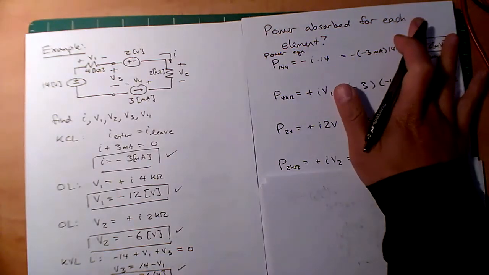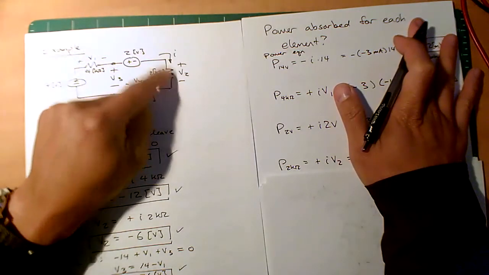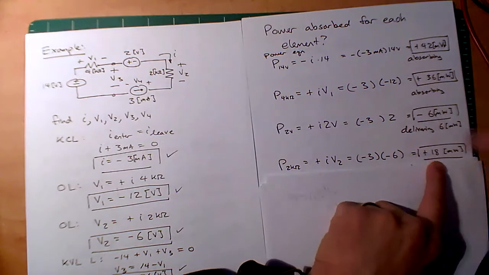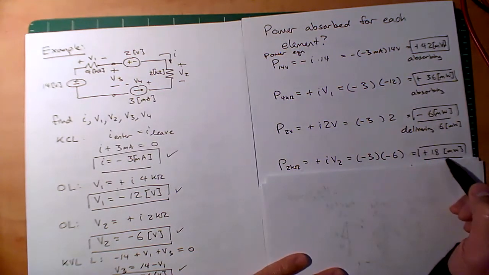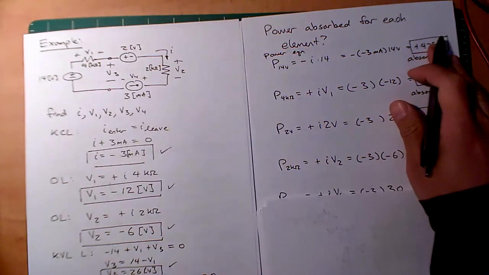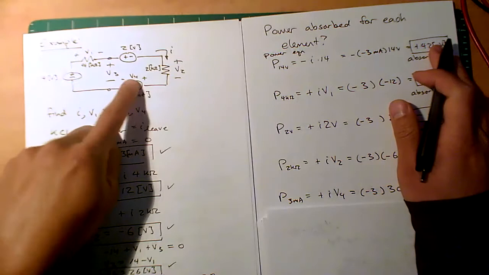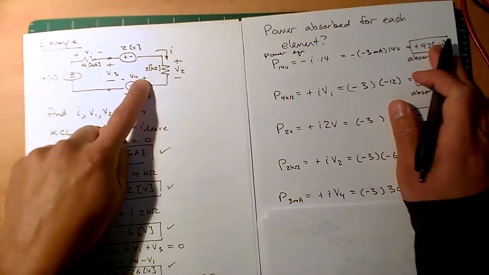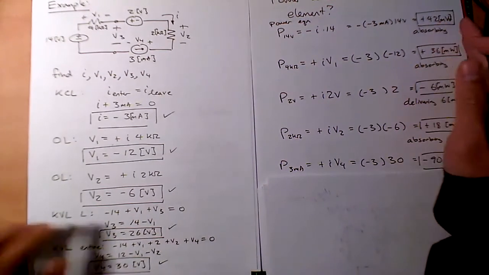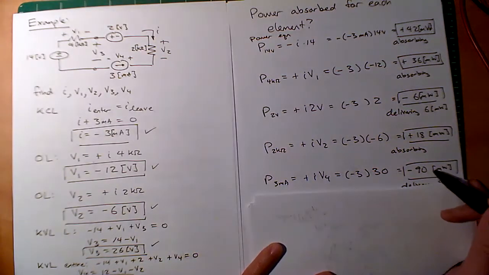Okay, and then we go to the last resistor. The 2 kilo-ohm one, I goes into the positive terminal, so the positive version, I times V2. Plug in the numbers, negative times negative, so I get a positive 18 milliwatts. Fantastic. This is absorbing power. Again, resistors should always be absorbing power, not delivering. And then for this 3 milliamp current source, I goes into the positive terminal, times V4, negative 30 volts, that's what we calculated before, and we have negative 90 milliwatts. Good. This is the main delivering source.